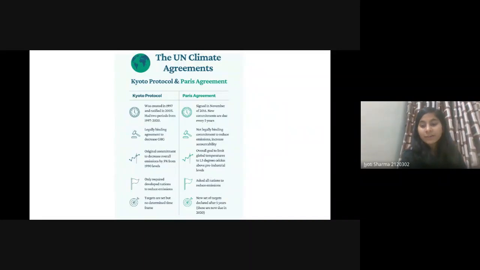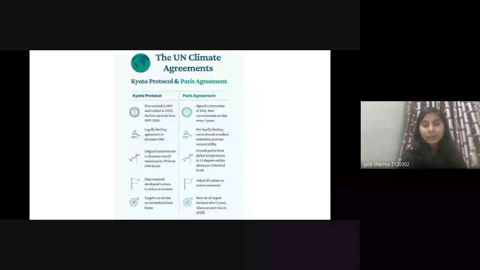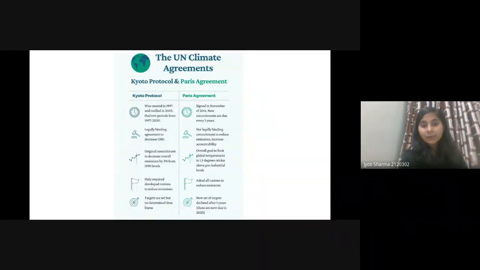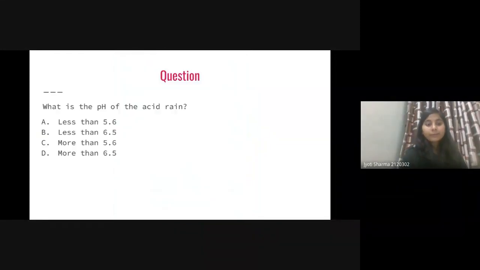Okay, so there are some differences between the Kyoto Protocol and the Paris Agreement. The first was created in 1997, but the Paris Agreement was signed in 2016. Then the first was legally binding, and the Paris Agreement was not legally binding. And the first was for the developed countries, while the Paris Agreement is for all countries. So you should know some differences between the Kyoto Protocol and the Paris Agreement.